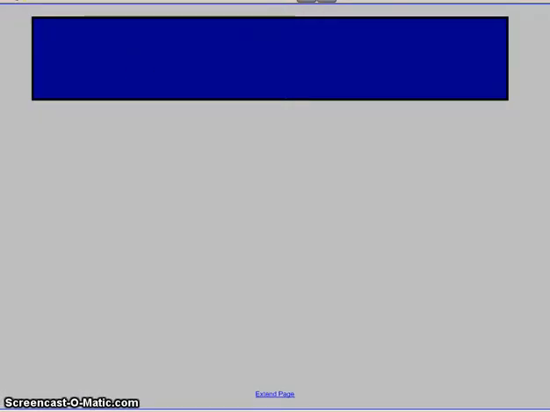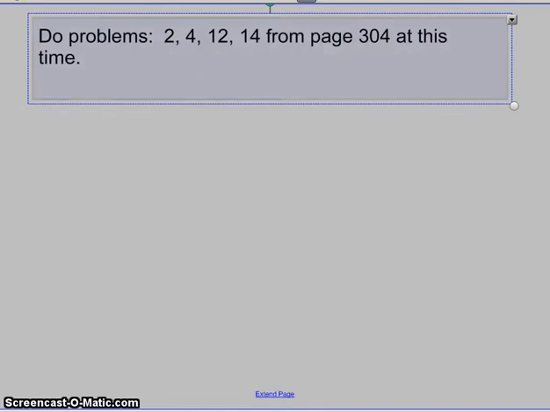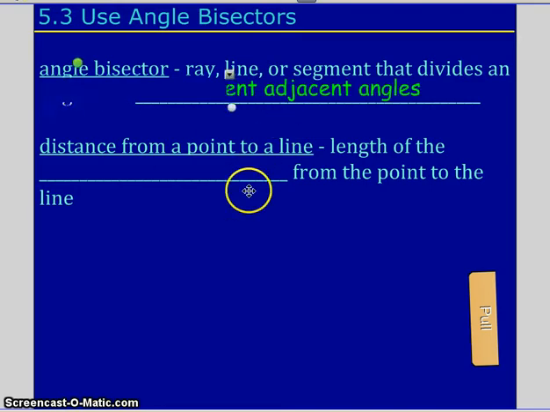Let's move on. Regular geometry class would be doing those at this time. iPad initiative, we're going to move on here.